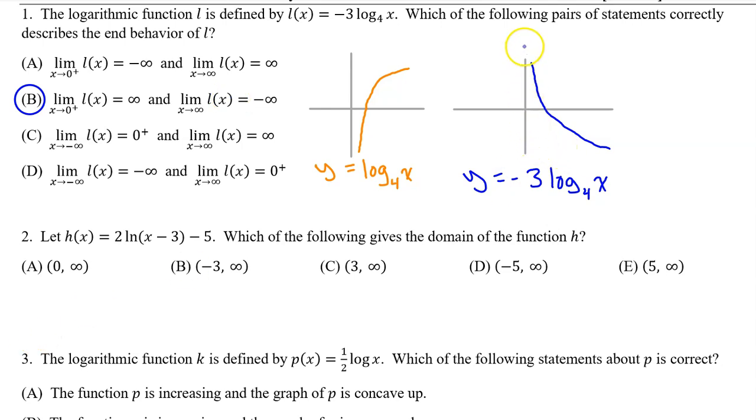Notice that because of the vertical asymptote at x equals 0, for the left end behavior, we had to talk about the limit as x approaches 0 from the right, not the usual limit as x approaches negative infinity. This graph does not go towards negative infinity. So we knew immediately that options C and D were out.